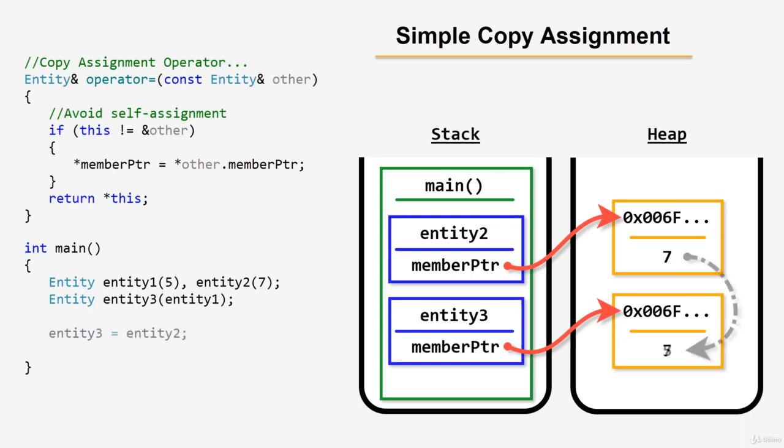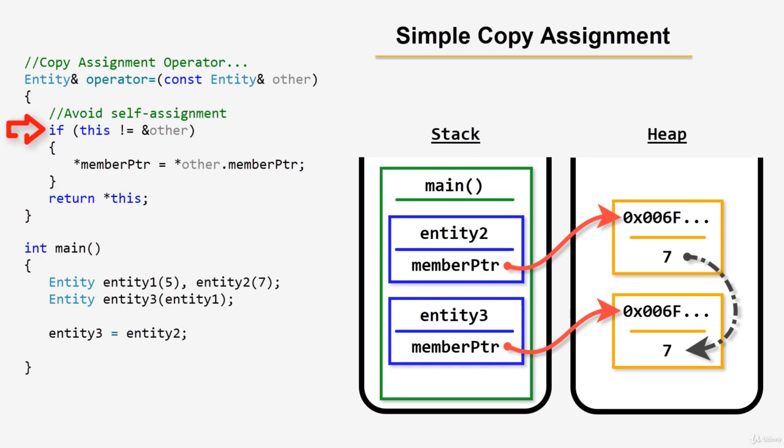Okay, so when program execution reaches this assignment statement, where we assign entity 2 to entity 3, what we want to do is simply copy the value that is stored in the dynamic variable on the heap, which entity 2's member pointer is pointing at. Right, we want to copy that to the dynamic variable that the member pointer of entity 3 is pointing at. And that's exactly what we are doing in this copy assignment operator.